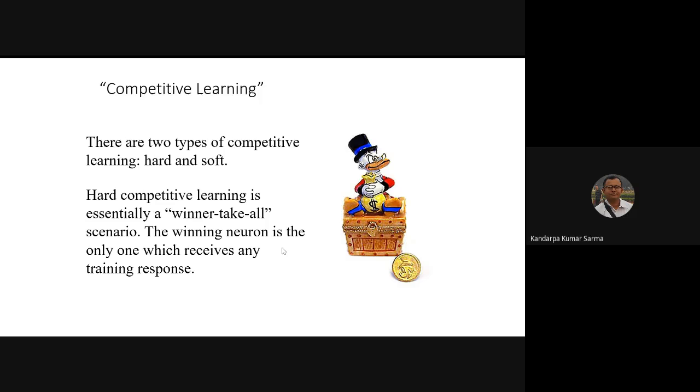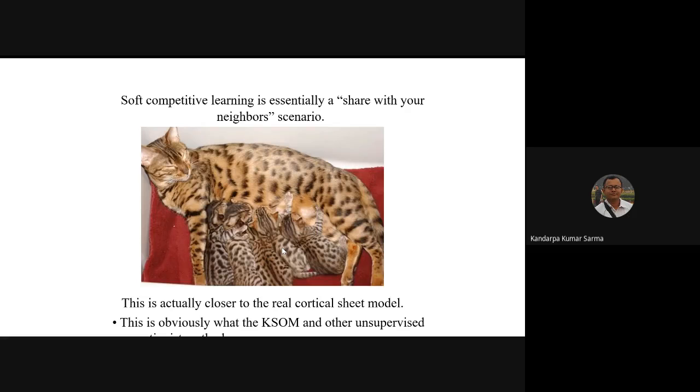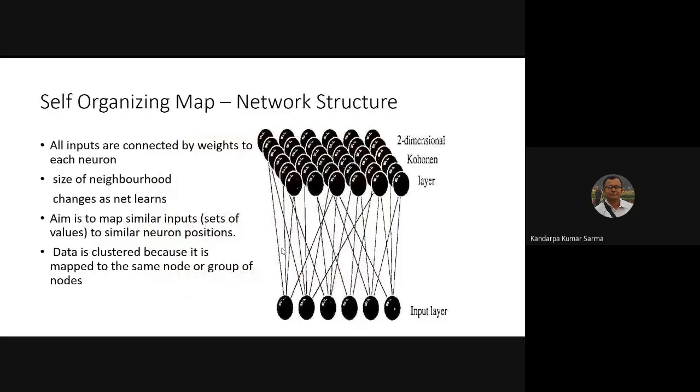In the hard competitive learning, you will have a winner-take-all type of philosophy. The winning neuron is the one that will receive the training response. And in the soft learning, you can share with your neighbors. So in the soft competitive learning, just like the cat sharing the space with the kittens, the neighborhood can be shared with the neighbor neurons. So there is a shared space too. So how can the two-dimensional Kohonen map be built from the input layer?